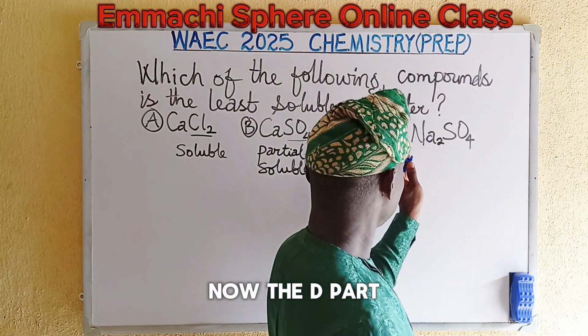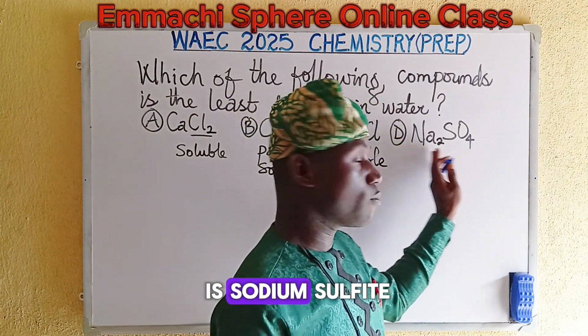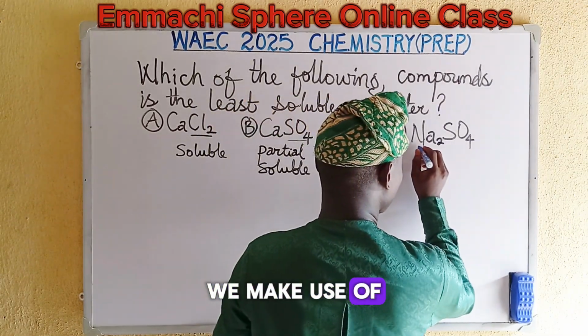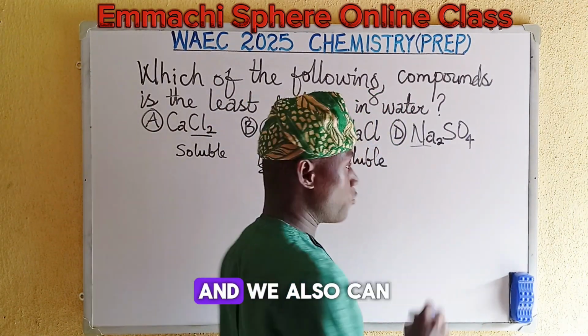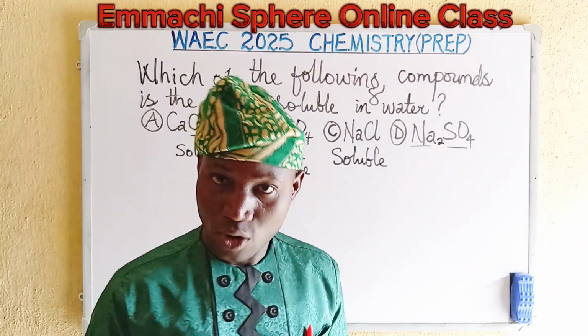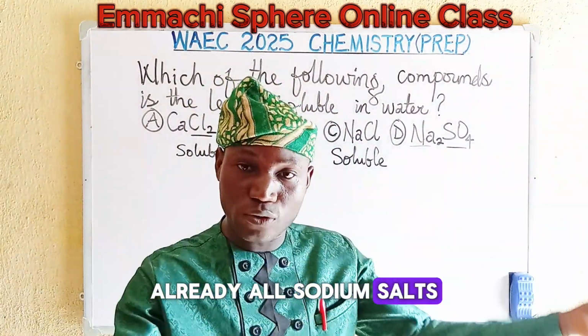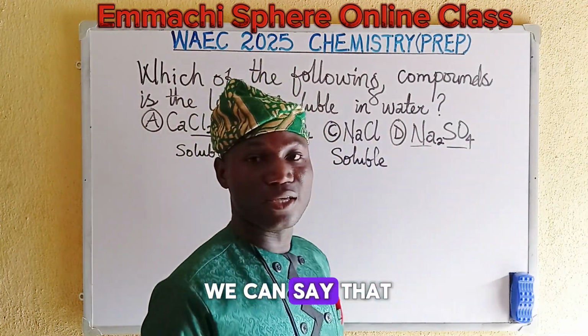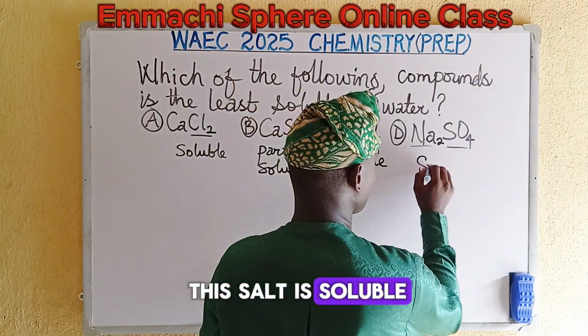Now, the D part is sodium sulfate. Again, we make use of sodium as a determinant, and we can also use sulfate as the determinant. Already, all sodium salts are soluble without exception. So with just that, we can say that this salt is soluble.